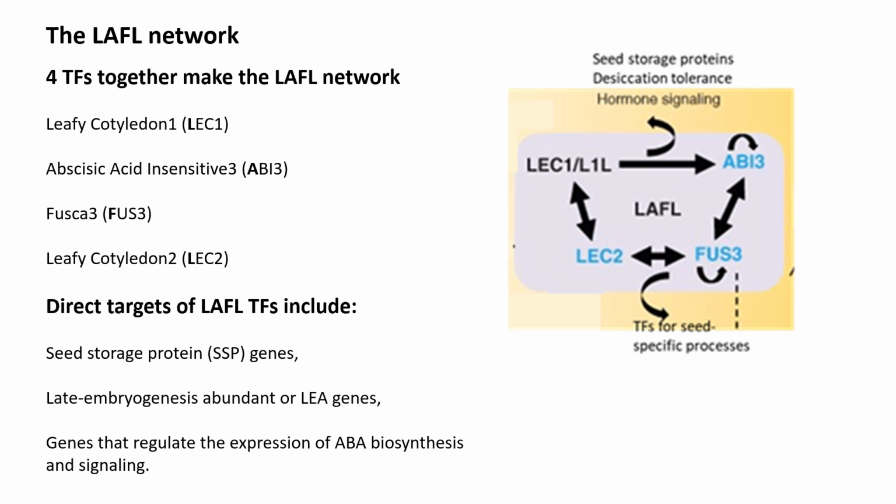Direct targets of the LAFL transcription factors include seed storage protein genes, late embryogenesis abundant or LEA genes, which protect proteins against desiccation stress, and genes that regulate the expression of ABA biosynthesis and signaling components. The LAFL network also represses genes that are required for the transition from embryonic to vegetative development, thus preventing precocious germination.